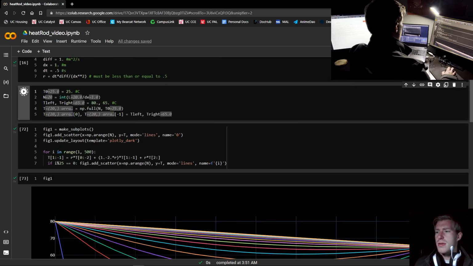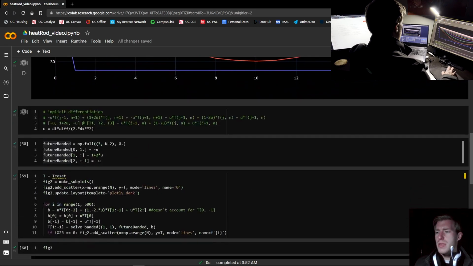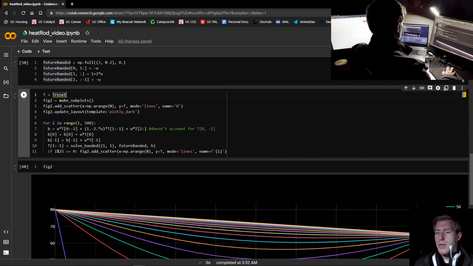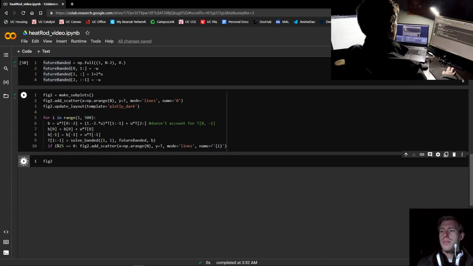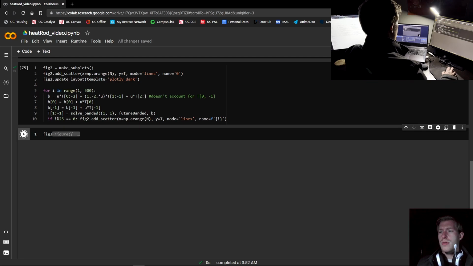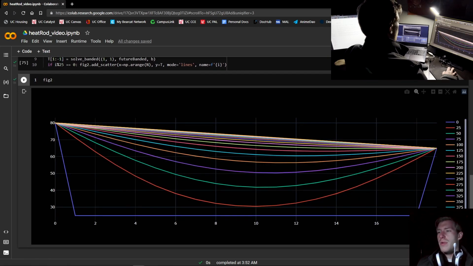Reset T. Run. This has already been run. This has already been run. Get rid of U, because that's clearly not helping. Run U to get Fig 2. Run Fig 2. We get the same picture. So obviously it works. It gives us the same result.